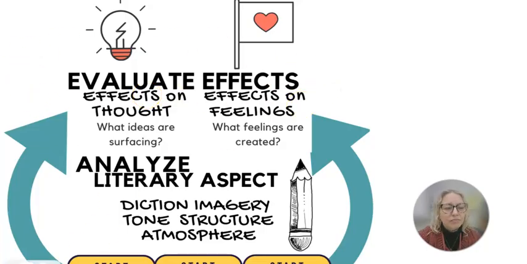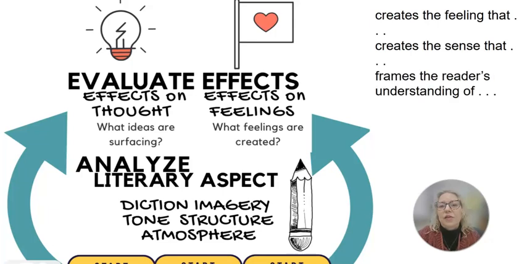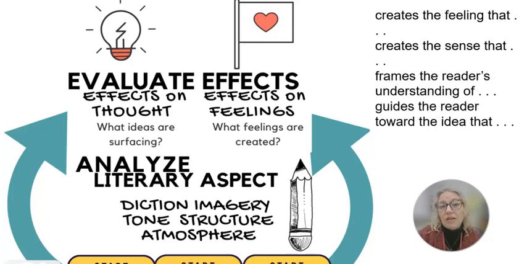All right? The third step, and it really has to go in this order, you guys, is, I forgot to tell you I was going to give you some sentence starters to help you with evaluation. You can jot these down. Here's my favorite one, creates the feeling that. The imagery creates the feeling that. The words create the feeling that. Or how about this one, creates the sense that. Frames the reader's understanding of. Guides the reader toward the idea of. Gives the impression that. So those are some sentence starters for evaluating the text after you have analyzed.